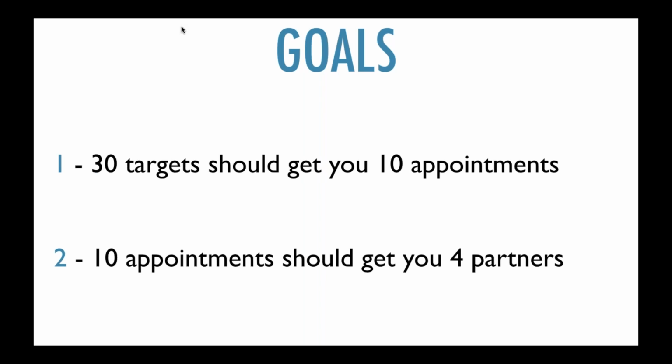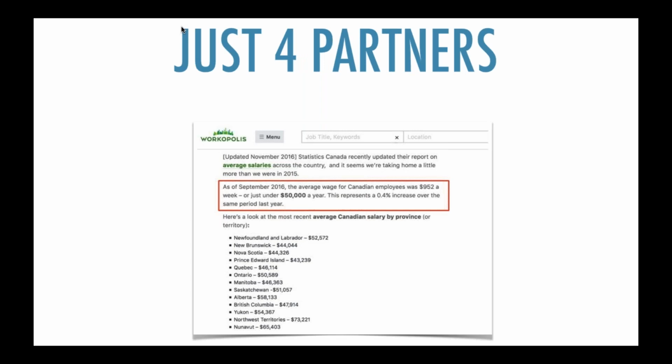The 30 targets that you're going to go after for those 3 months should get you 10 appointments. So out of the 30 realtors that you've put on that list, by following that system, you should have 10 appointments where you get face-to-face with those individuals. Those 10 appointments should get you 4 referral partners, okay? And that's 4 referral partners sending you enough volume that you're getting 6 deals per year.